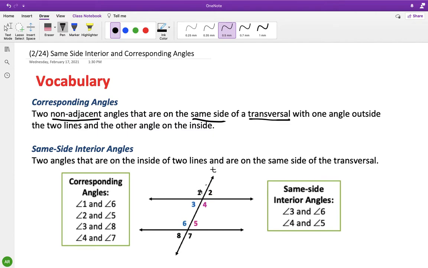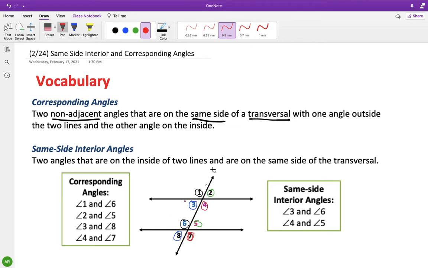In this case, 1 and 6 are examples of corresponding angles. We could say that 3 and 8 are examples of corresponding angles. 3 is on the inside, 8 is on the outside. They're both on the same side of the transversal. We could say that 2 and 5 are corresponding angles. 2 is on the outside, 5 is on the inside. They're both on the same side of the transversal. And then finally, 4 and 7 are also corresponding angles.